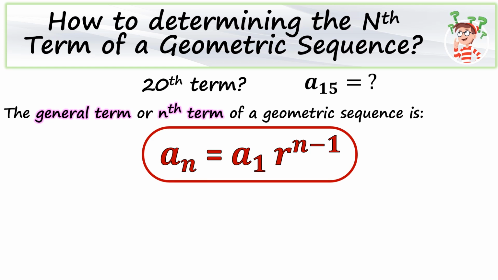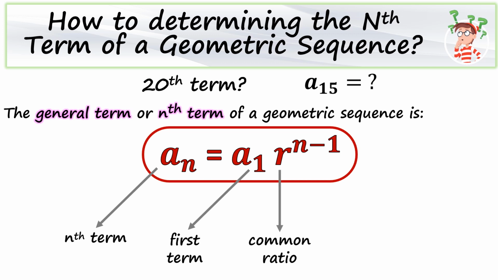equal to a sub 1 times r raised to n minus 1, where a sub n is our nth term, a sub 1 is our first term, r is the common ratio, n is the number of term or the number of terms. Yung negative 1 dyan ay as is. So, constant yan, hindi natin siya pwedeng baguhin.